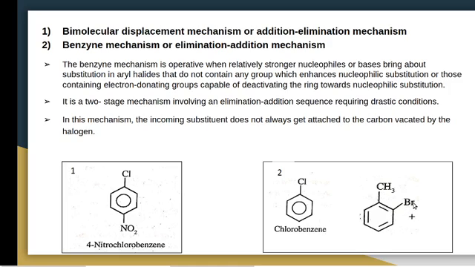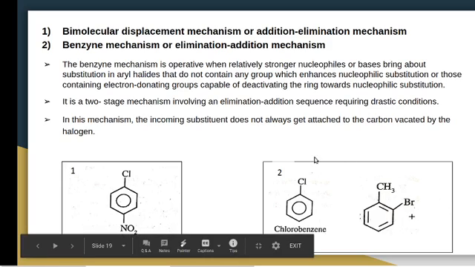There is a possibility of attack on the adjacent carbon atom. That means in all cases the incoming nucleophile will not get attached to the carbon vacated by this halogen. In some cases there is a possibility for the attack of the nucleophile on the adjacent carbon. So the incoming nucleophile can attach on this carbon and also the adjacent carbon. That is the benzyne type of mechanism.